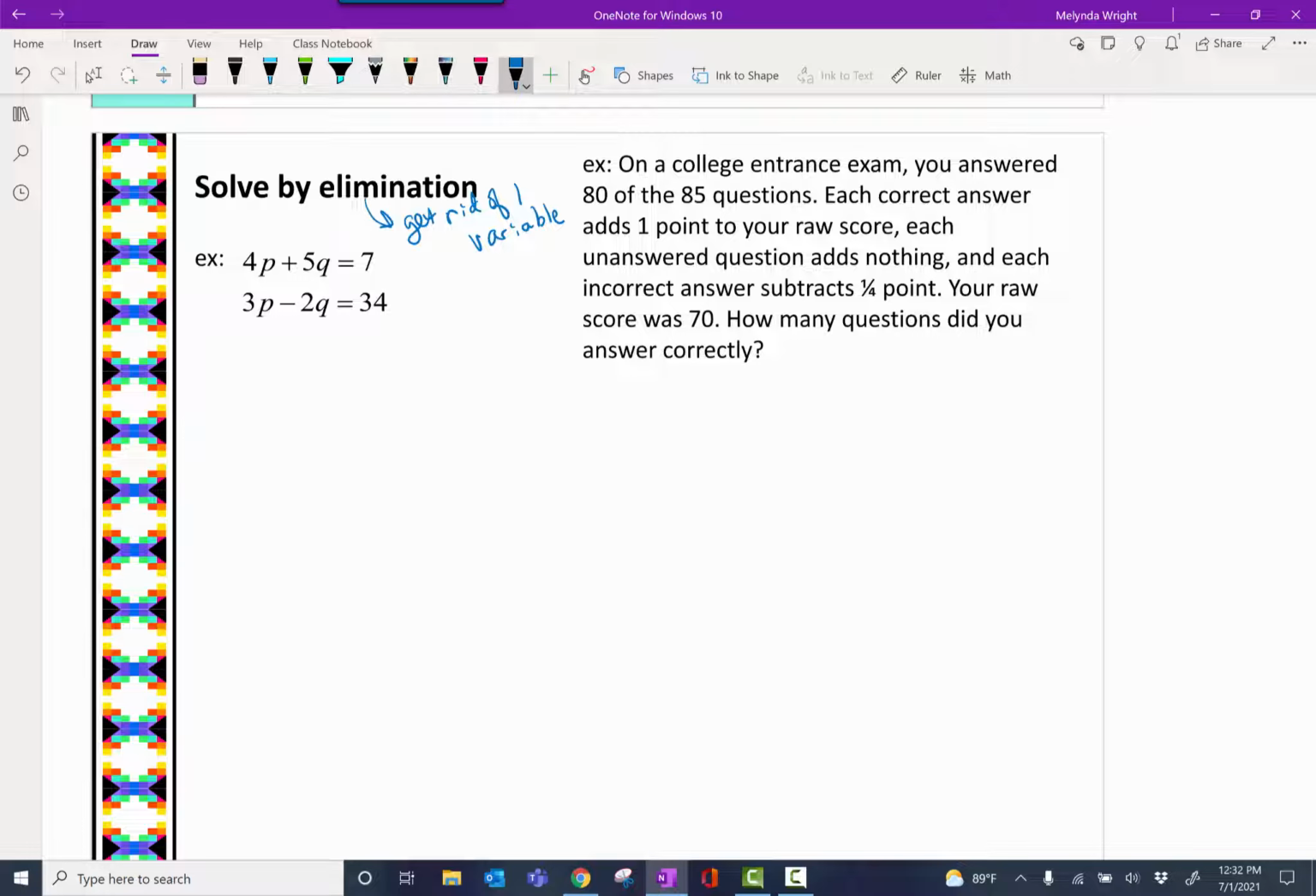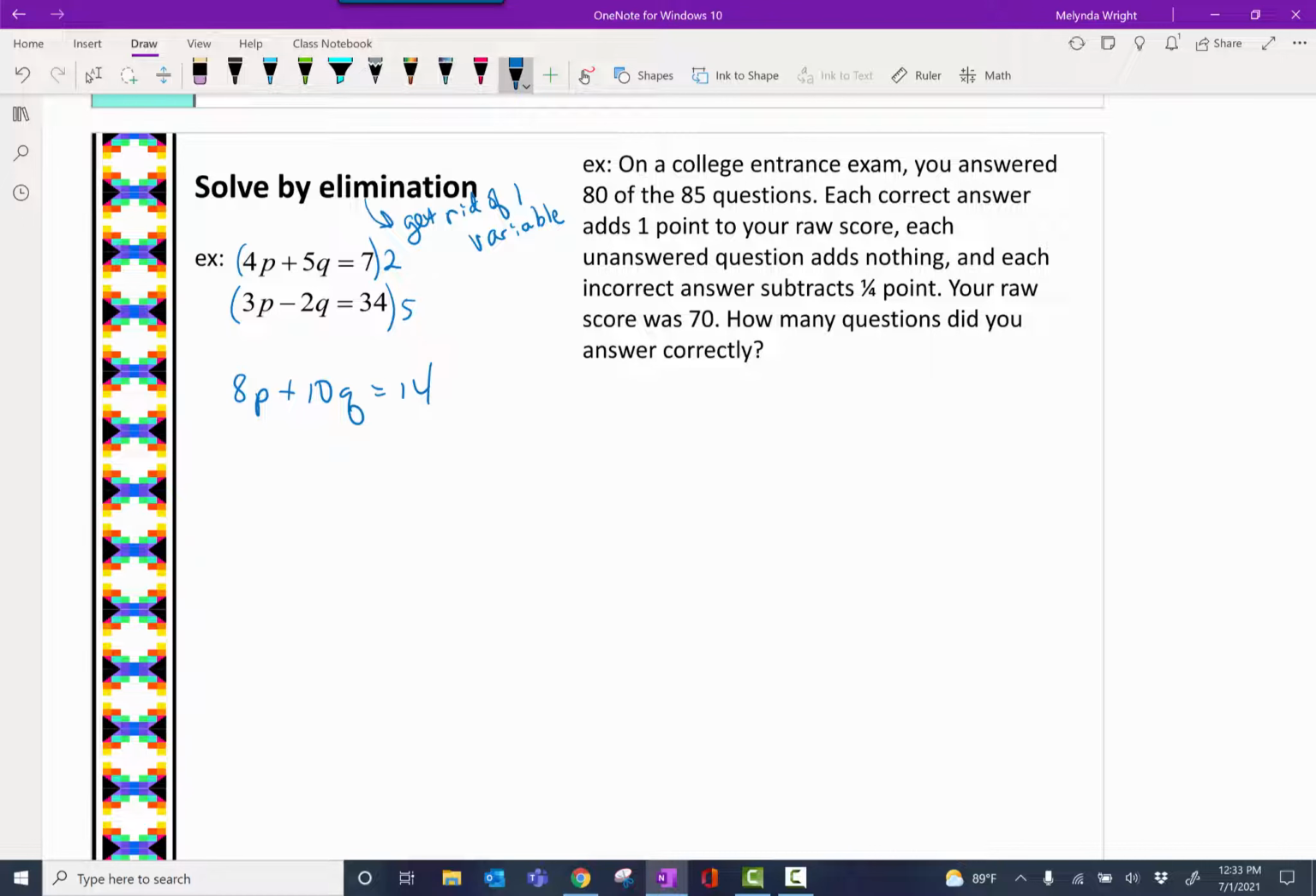Instead of subtracting, I would much prefer to add. So I'm going to work on getting rid of the q's, which means I would need to multiply this top equation by 2, and I would need to multiply this bottom equation by 5 in order to accomplish that, so that those would net out to nothing. All right, let's do that. Let's distribute the 2 to the top equation. That gives us 8p plus 10q equals 14. Then do the same to the bottom equation.